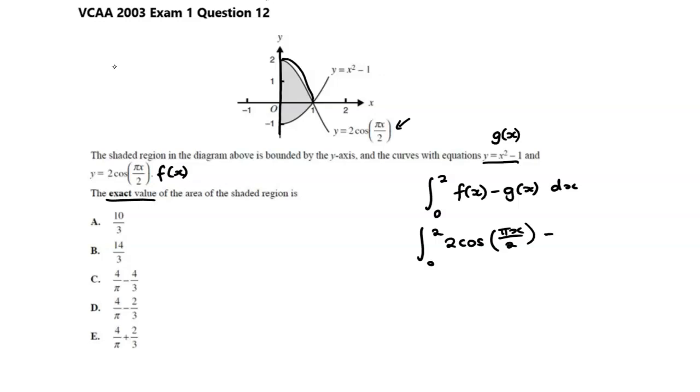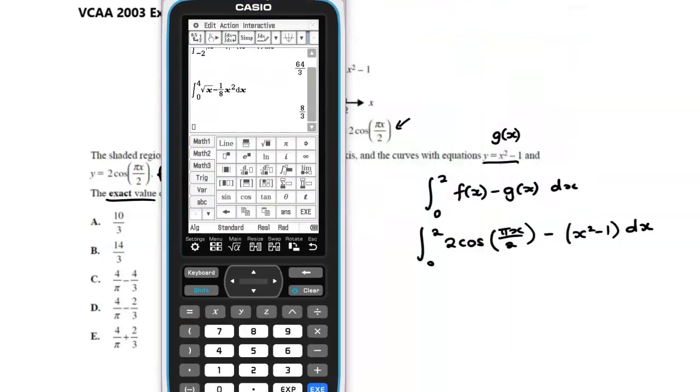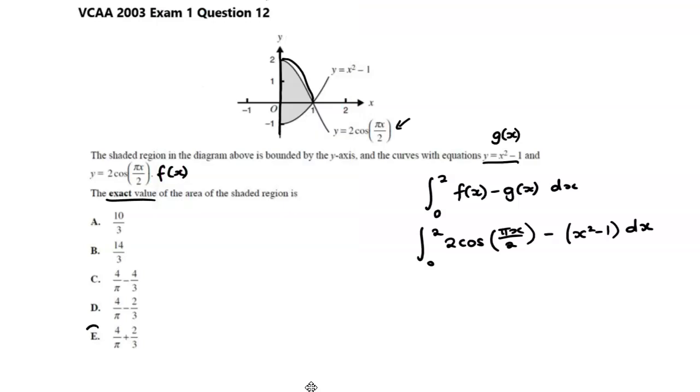I am very sorry. And then brackets x squared minus 1 dx. I reckon one of these answers is one of the distractors if you forget that bracket here. Let's get our CAS and do that. Okay. Oh, whoops. I had the wrong terminal there. Okay, we get 4 over pi plus 2/3, which is equivalent to our answer of E.